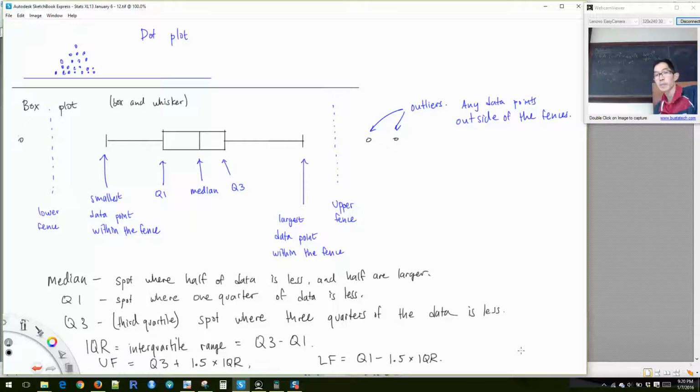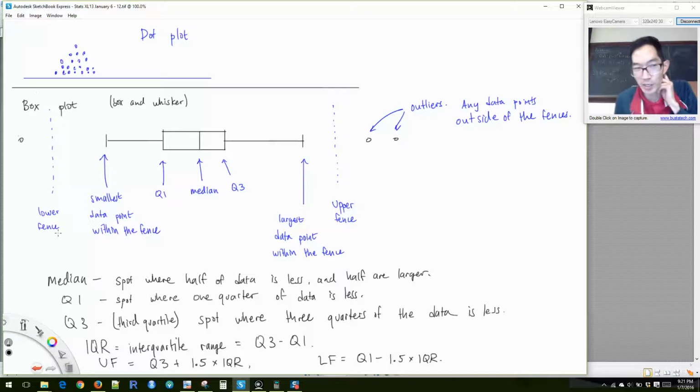So the width of your box is basically the IQR, right? Q3 minus Q1, that's the width of your box. And you go out 1.5 times that. So you take that width of the box, from Q3 go out 1, and then 1.5 times that, and that takes you up to the upper fence. And if you take the width of this box and go out 1.5 times below, that takes you to the lower fence. And that kind of defines what's an outlier and what's not an outlier.